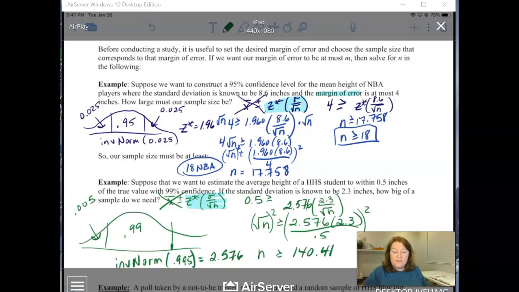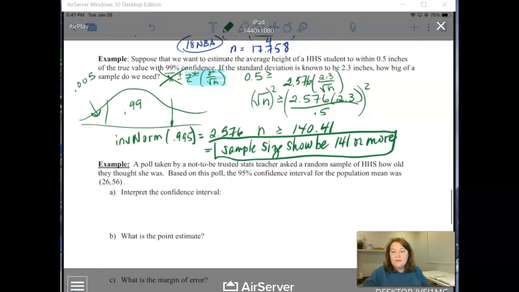Now I want it to be more than that, right? So if I say 140, I'm too small. I want it to be more than that. So I should be picking sample size should be 141 or more. Cool. Move that up so you can see it.